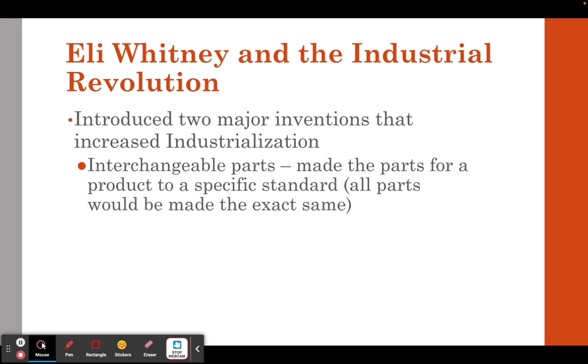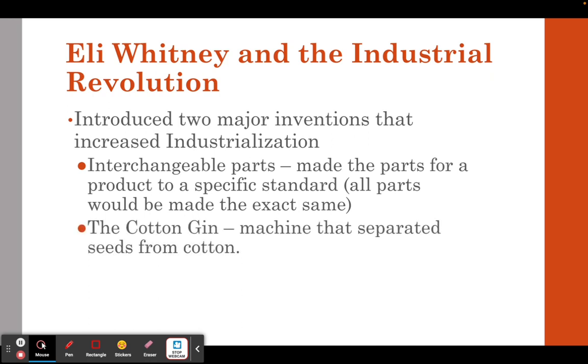So before this, you would make a product all in one fell swoop. Think of it as like a shirt or clothing, like you're making that one article by hand. The idea of interchangeable parts is that everything should be the same size, the same specifics. So if you have a car and you get a flat tire, you can just replace the tire because all tires are the same size. You don't have to throw the whole car away and get a new car. So this was a really revolutionary idea in terms of industrialization.